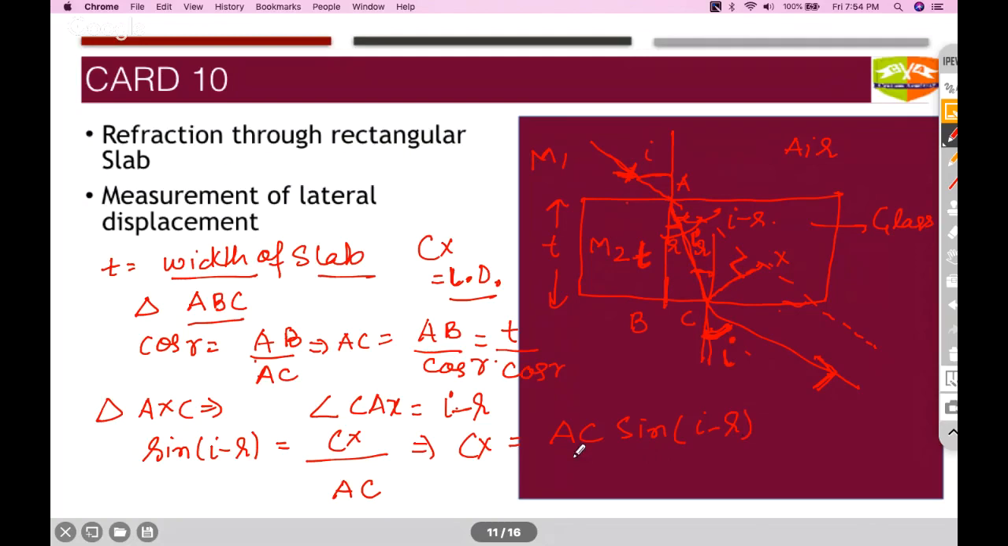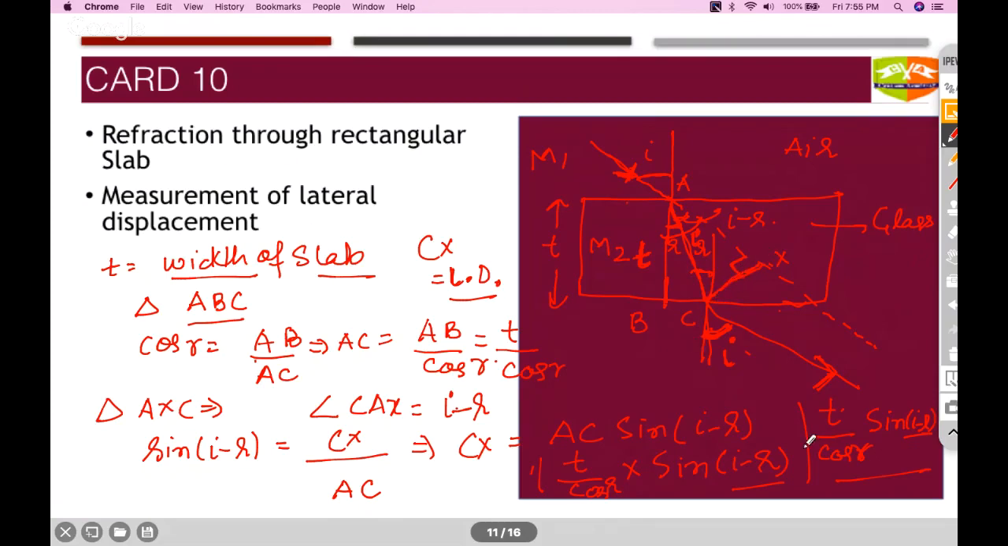And AC is equal to T by cos R multiplied by sine I minus R. So if you have to calculate the lateral displacement, you can use this formula, which is, again I am writing, T divided by cos R multiplied by sine I minus R, where T is the depth or width of the slab, R is the refracted angle, I is the incident angle. So this is how you can calculate the lateral displacement.